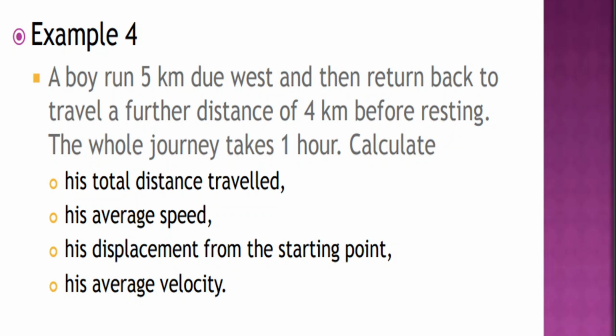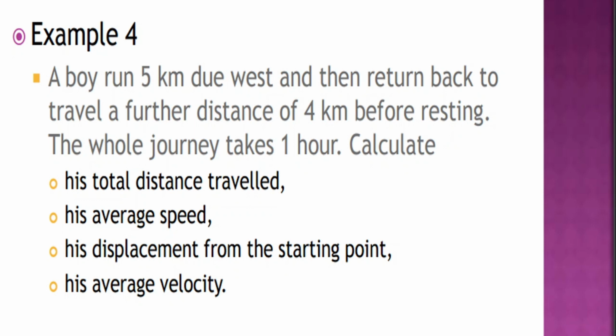Then for average speed, because the total distance is 9 kilometer and the total time of the whole journey is 1 hour. To get the average speed, we know the formula for average speed is total distance covered divided by total time taken. So total distance covered is 9 kilometer and the total time taken for this journey is 1 hour. Dividing 9 by 1, we will get the average speed, that is 9 kilometer per hour.